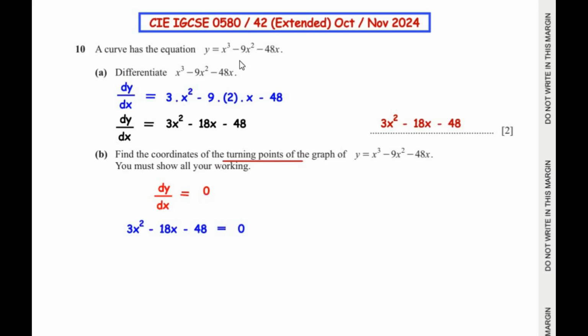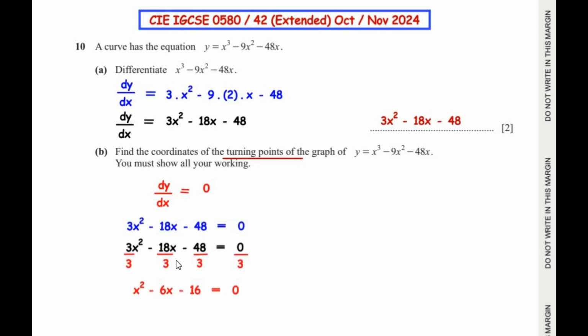Now dy by dx for this equation we had already got it as 3x square minus 18x minus 48. Now we are going to equate it equal to 0. Now this equation is divisible by 3, as we can see 3, 18 and 48 go in the table of 3. So dividing left hand side and right hand side by 3, this equation simplifies as x square minus 6x minus 16 equal to 0.